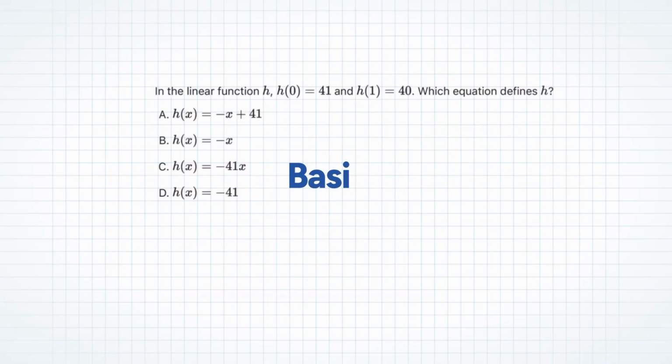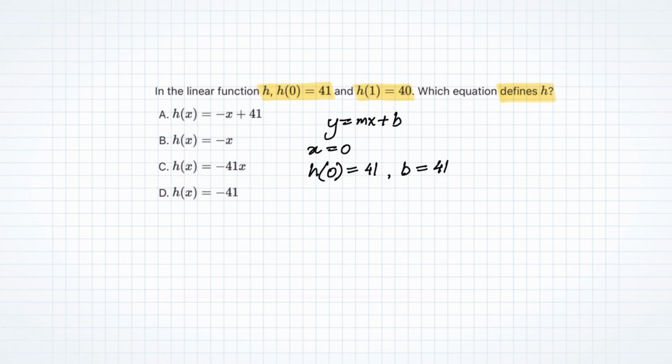Now, this is the basic question we mostly see in the SAT math. In the function h, h of 0 equals 41 and h of 1 equals 40. Which equation defines h? Let's find the y-intercept first. When x equals 0, h of 0 equals 41. That means the y-intercept b equals 41. So, h of x equals mx plus 41.